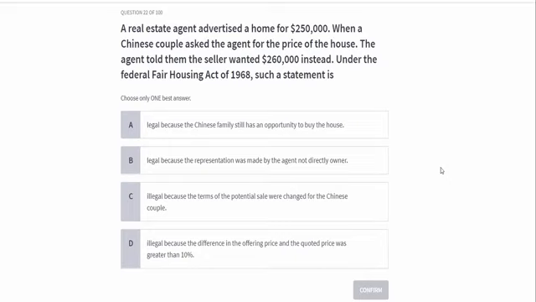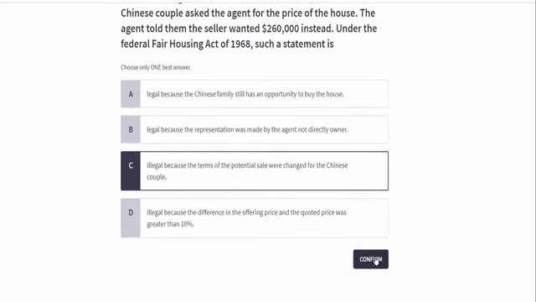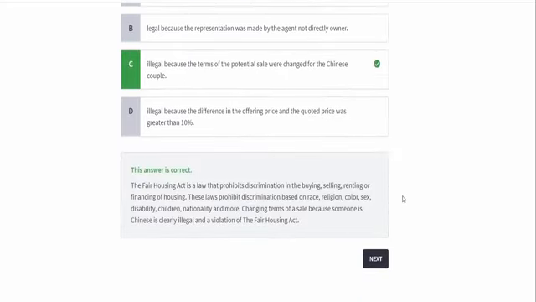All right, so what's our correct answer for this one? It's going to be C. That's right, it's illegal because the terms of the potential sale were changed for the Chinese couple. So you might have thought maybe it's D because that says it's illegal, and there was quoted 10% higher, but that does not matter, guys. It doesn't matter at all, in fact. All that matters is that the potential sale was changed for the Chinese couple.